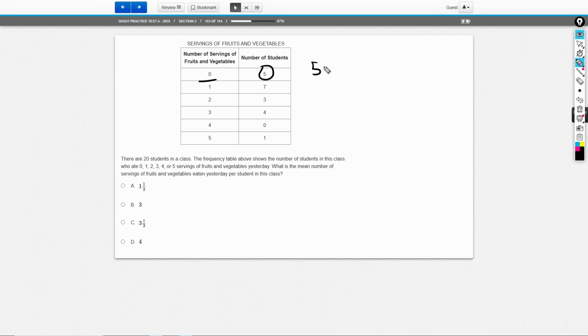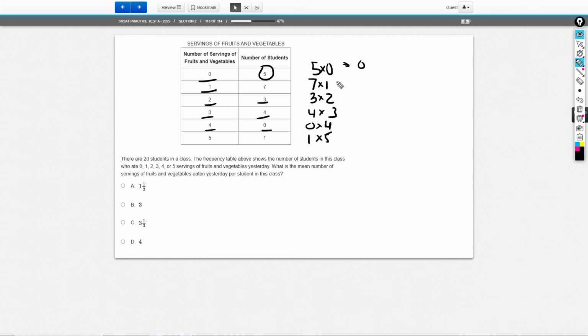So I'm just going to do 5 times 0. Remember, multiply the frequency by the value. Then 7 students ate 1 serving. So that would be 7 times 1. 3 students ate 2 servings. So that would be 3 times 2. 4 students ate 3 servings. So that would be 4 times 3. 0 students ate 4 servings. So that would be 0 times 4. That's the same thing as just adding nothing, right? Because no student did this. And finally, 1 student who's super healthy ate 5 servings.